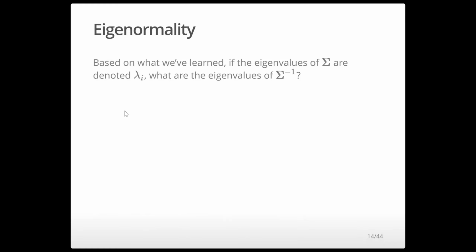So based on what we learned about last week as well, if the eigenvalues of sigma, the covariance matrix, are denoted by lambda, what are the eigenvalues of the inverse covariance matrix? Think back to what we learned about the spectral decomposition and how we can use it to get the inverse of symmetric matrices. In this case, it turns out that the eigenvalues are just going to be the inverse of the eigenvalues, 1 over the eigenvalues, or 1 over the lambdas.